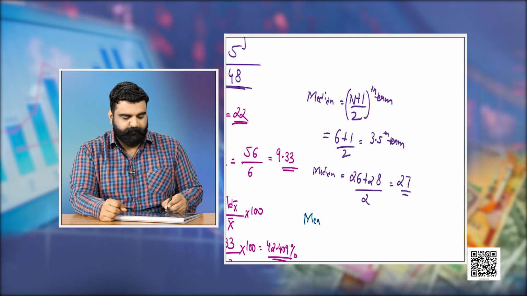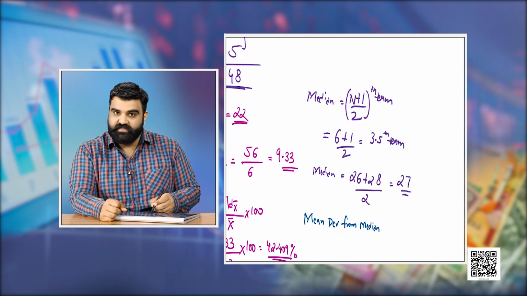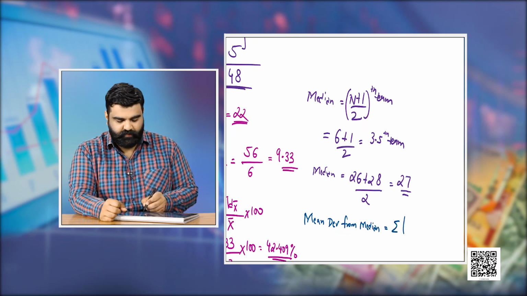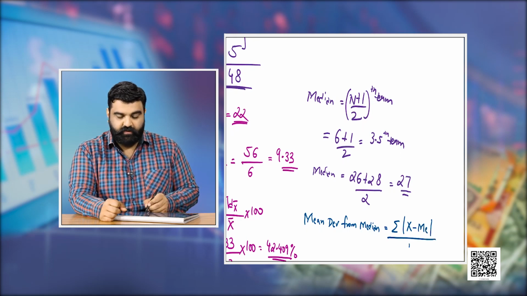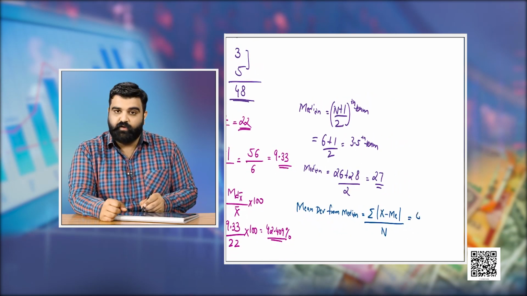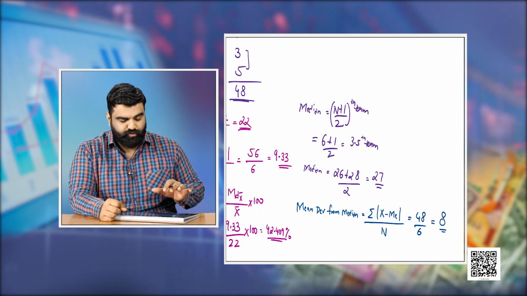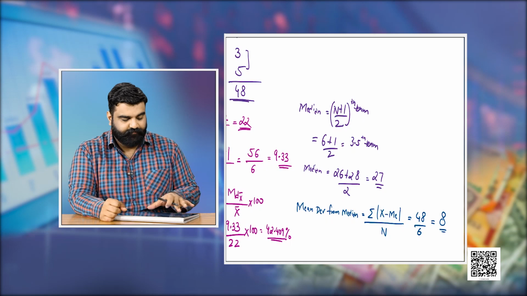So, now let us calculate the mean deviation from median. Mean deviation from median would be represented by the formula sigma mod x minus median upon n. N means the number of observations, because the sum was 48 and the number of observations were 6, this will be 8. So, my mean deviation from median is 8.